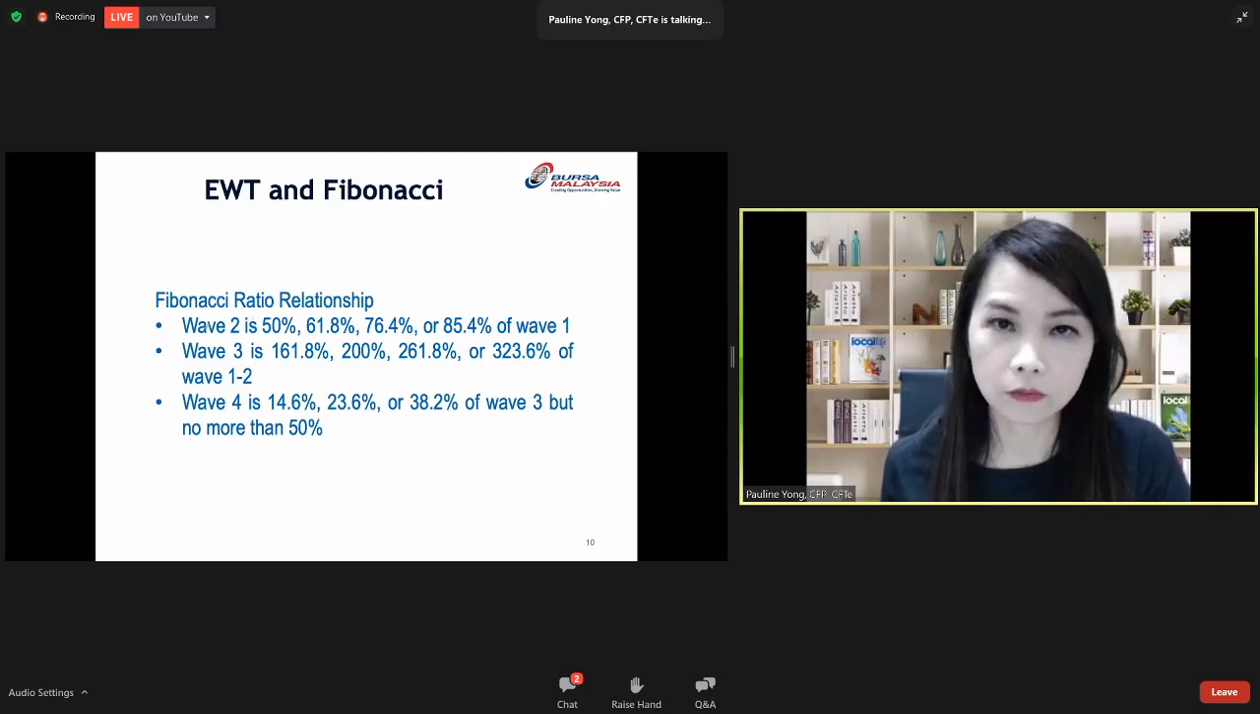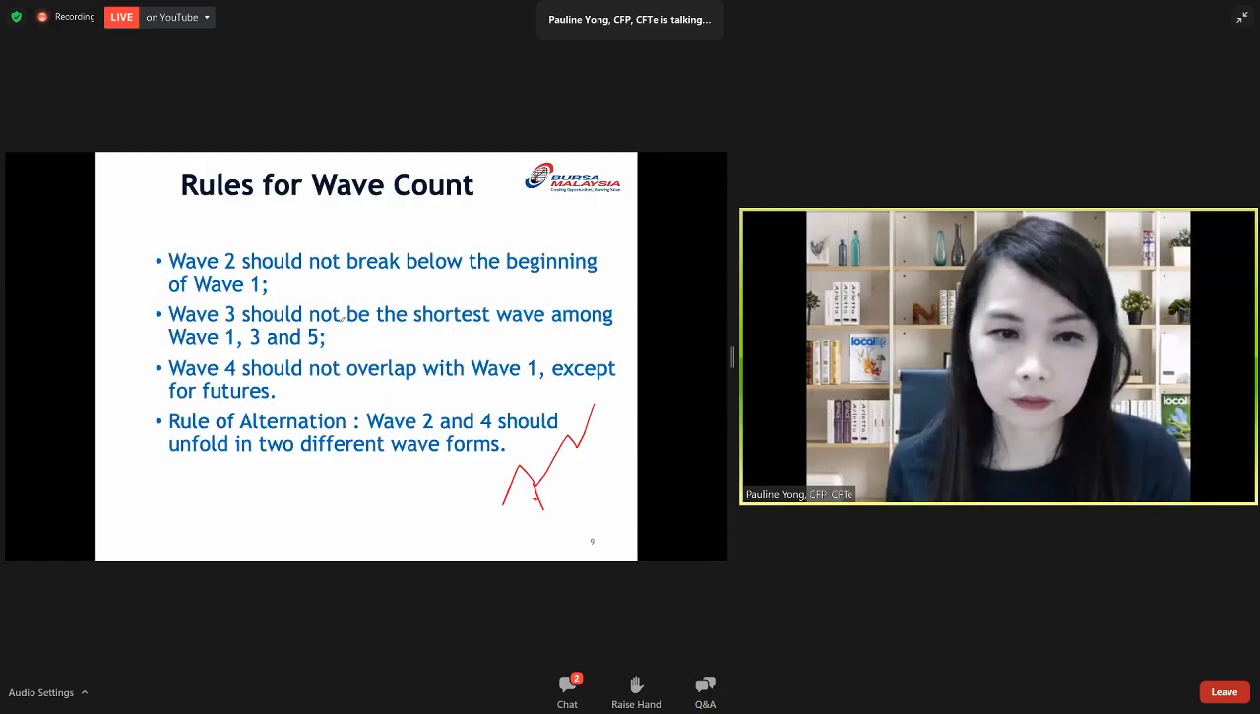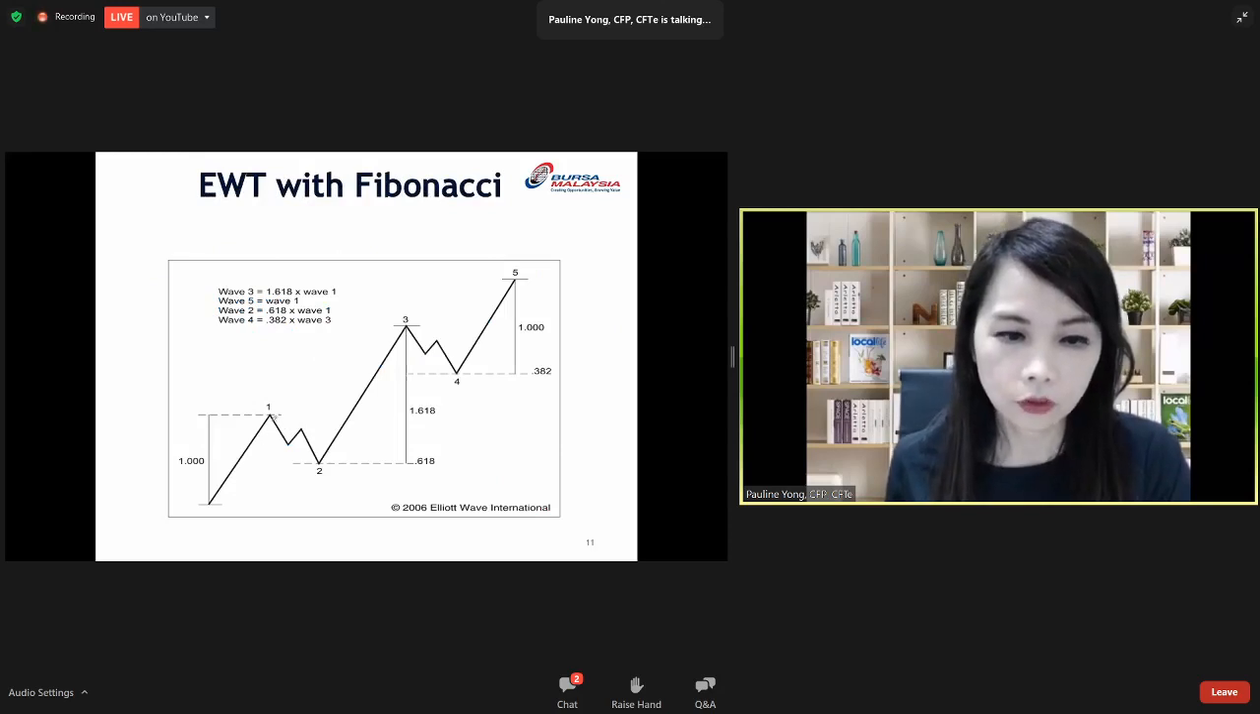Although these are some of the rules, when we draw the Elliott wave, we don't have to follow these retracements so closely, because what it says here is that 50% and 61.8% are very deep retracements. So when you are doing wave 1 and then 2, it says that wave number 2 is at least 50%, or 61.8%, or even lower.